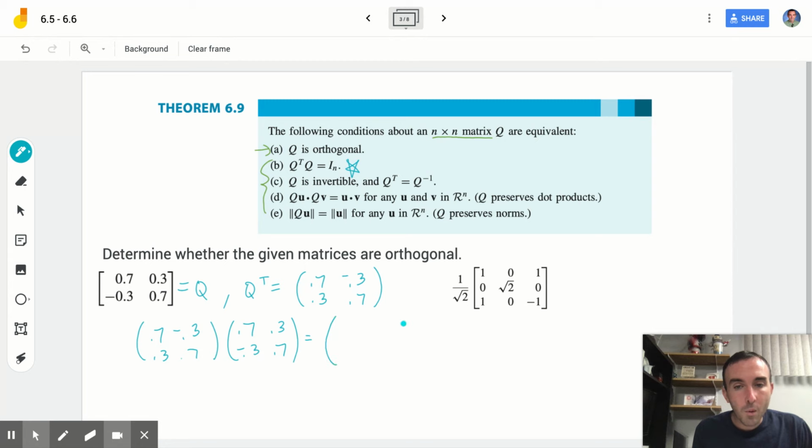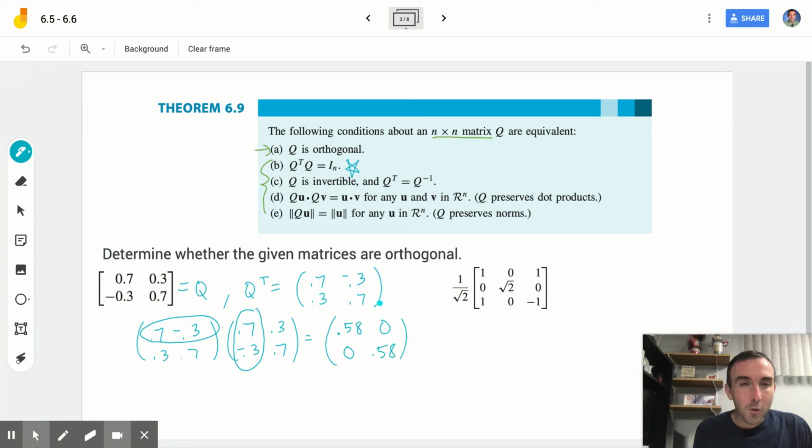using the row by column approach, I notice that when I do row 1 times column 1, that's 0.7 times 0.7, so we have 0.49, and then plus 0.09. That adds up to 0.58. That's not good. So if we continue, just for completeness' sake, for the next entry, I'd have 0.21 minus 0.21. We got a 0. 0.21 minus 0.21, another 0. And then in the last entry, 0.09 plus 0.49, that's 0.58.